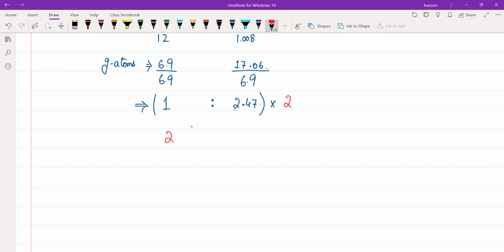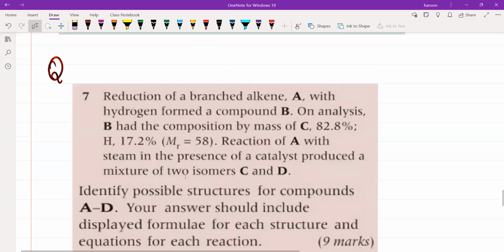So carbon becomes 2, and 2.47 multiplied by 2 is 4.94, which is approximately 5. So we are getting C2H5. So the empirical formula of the compound is C2H5.